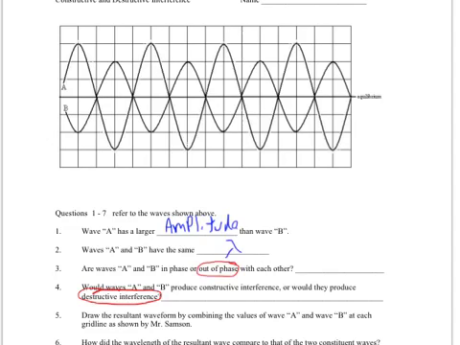Now, number 5 wants me to draw the resultant waveform. So what we're going to do here is both A and B start with, you know what, let me get a bigger pen tip here. Alright, let's see how this works. Alright, let's try this again. Alright, there we go.